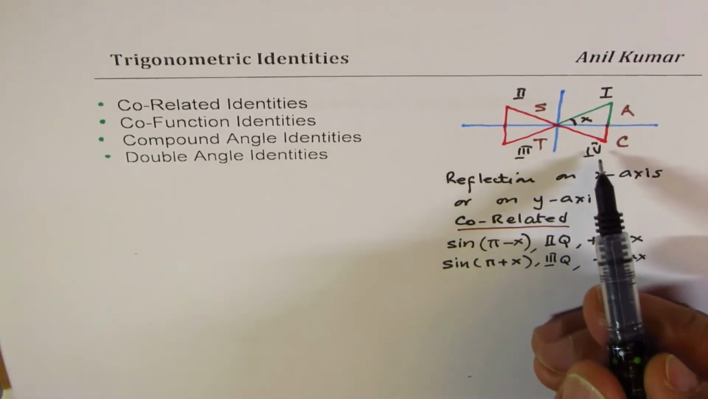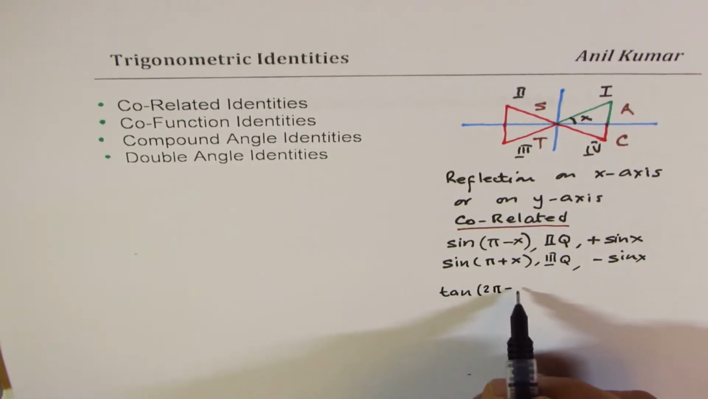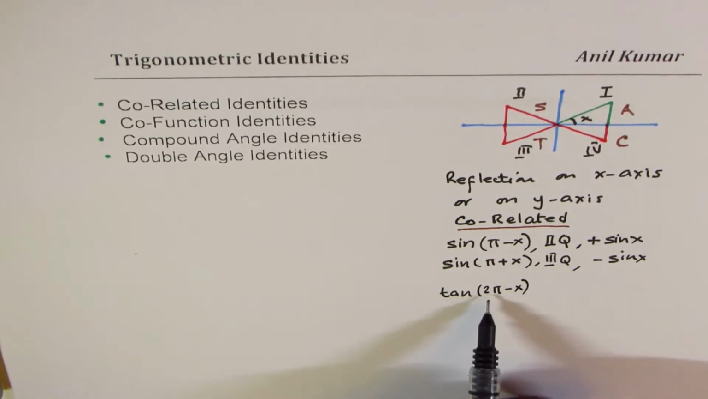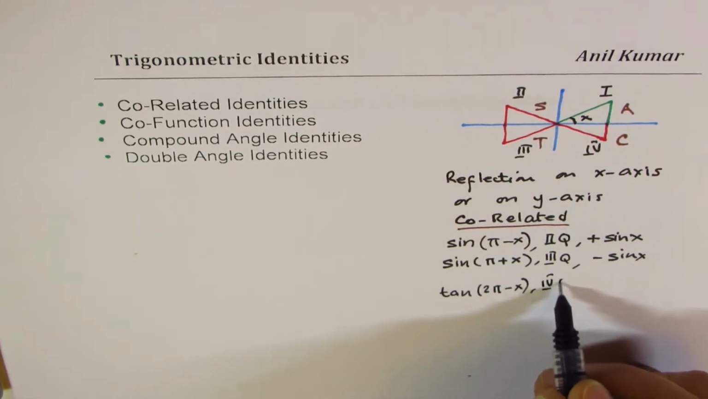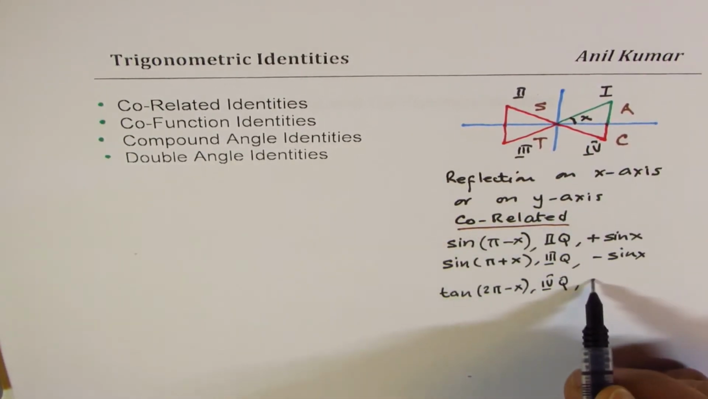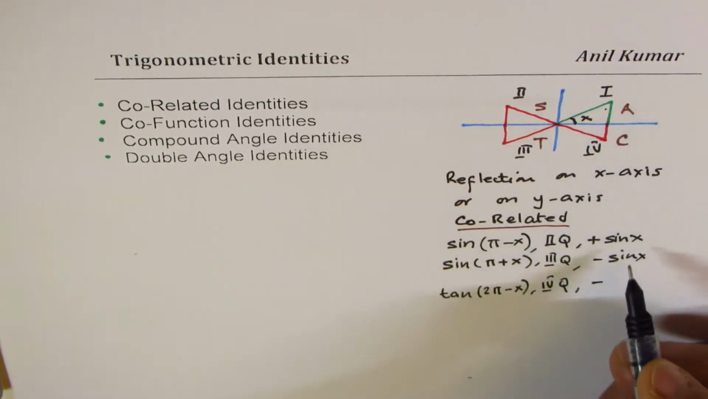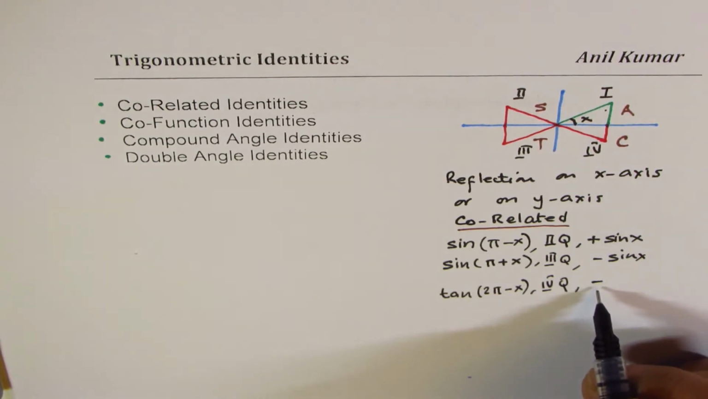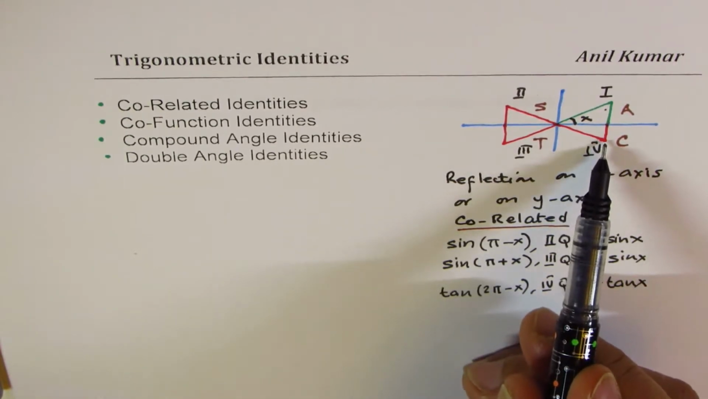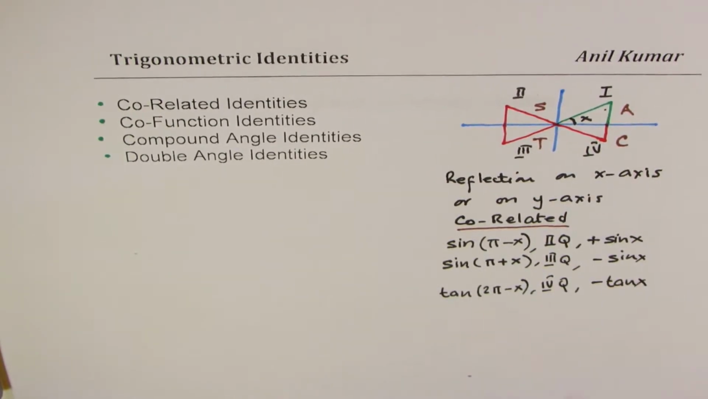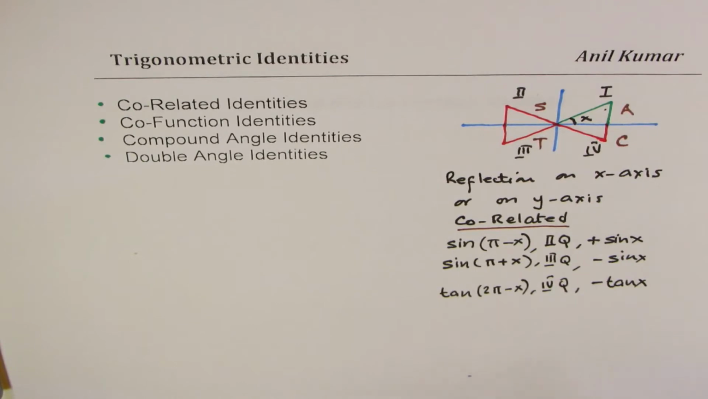Let me take one more example here. We could have, for example, tan 2 pi minus x. If I'm talking about tan 2 pi minus x, we're looking at this triangle which is in the fourth quadrant, right? Here tan is negative. And if you compare with x, which is in quadrant 1, always positive, in that case, we have to put a negative sign here. So we get negative tan x. Is it okay? So if you're in quadrant 4, tan is negative. So you get this. Perfect. So these are all correlated identities.